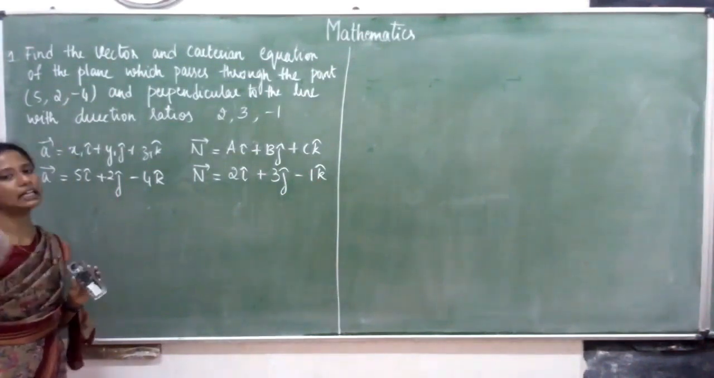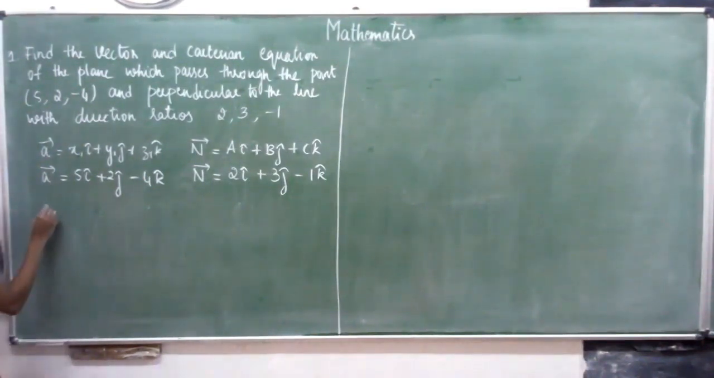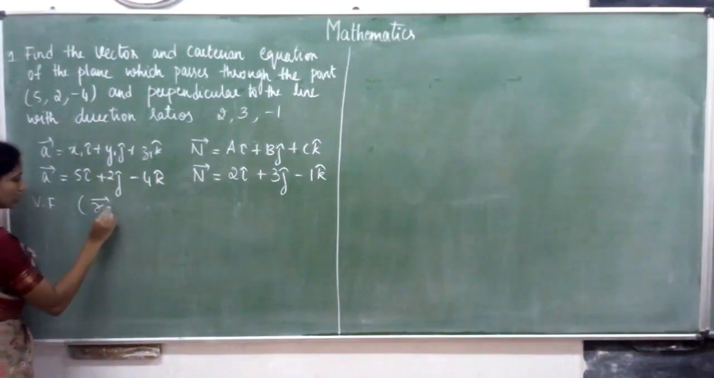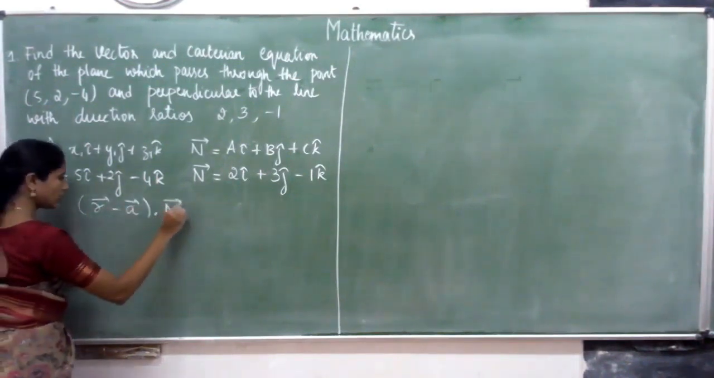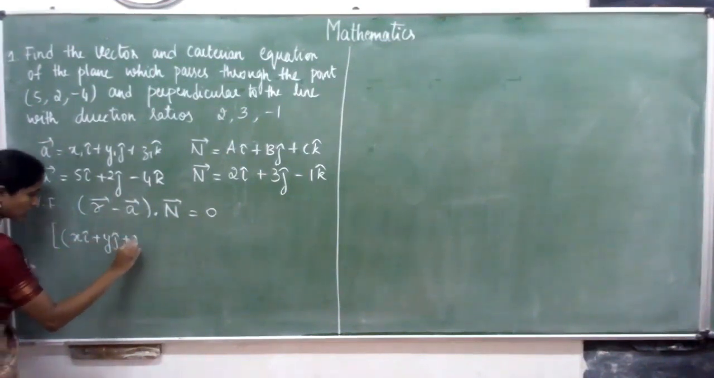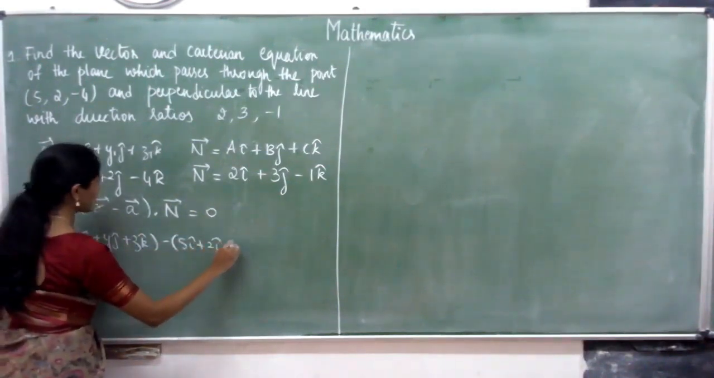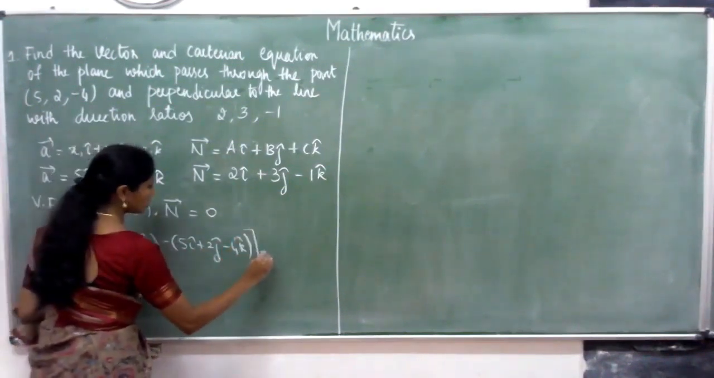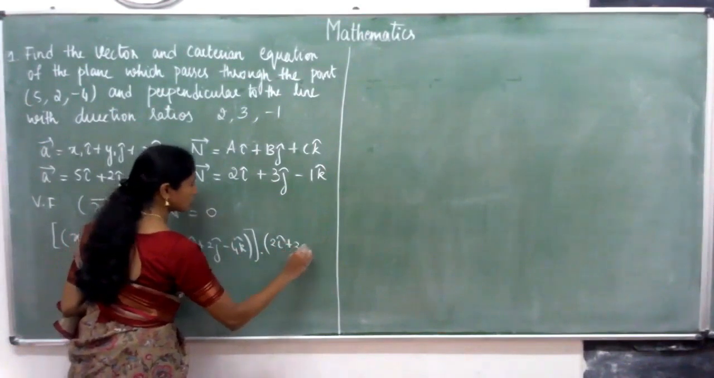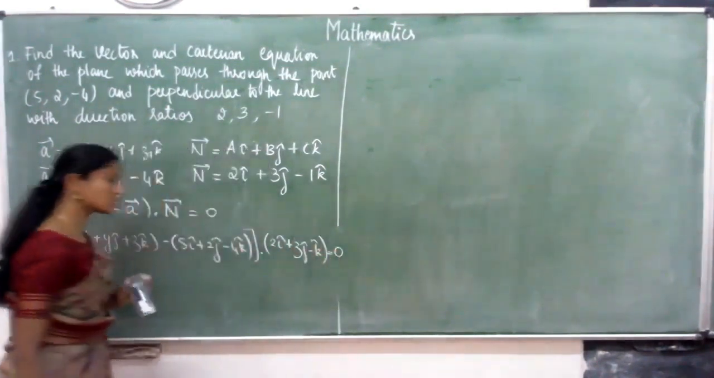By substituting this N vector, in vector form and Cartesian form, we get the equation of a plane both in vector and Cartesian equation. Therefore, the vector form is given by vector R minus vector A dot vector N is equal to 0. So substitute: vector R is xi cap plus yj cap plus zk cap, minus vector A, which is 5i cap plus 2j cap minus 4k cap, dot vector N, 2i cap plus 3j cap minus k cap, is equal to 0. So this is the vector form.